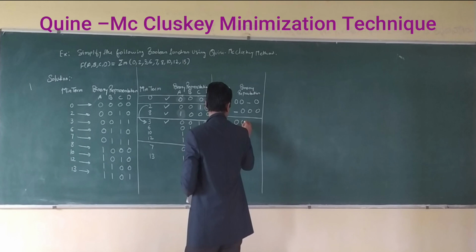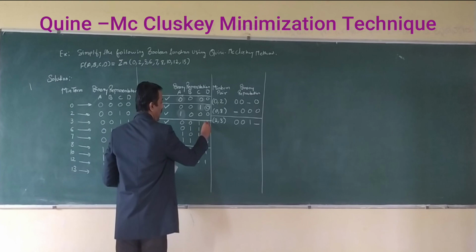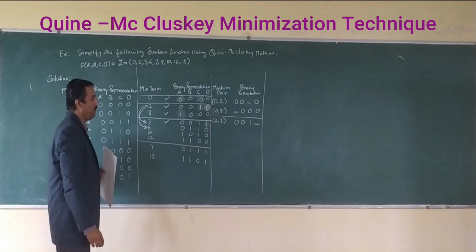Why have I written an underscore here? Because there is a bit position change in the last column of the term. So I have written an underscore there. Fine. Now compare 2 with 6.